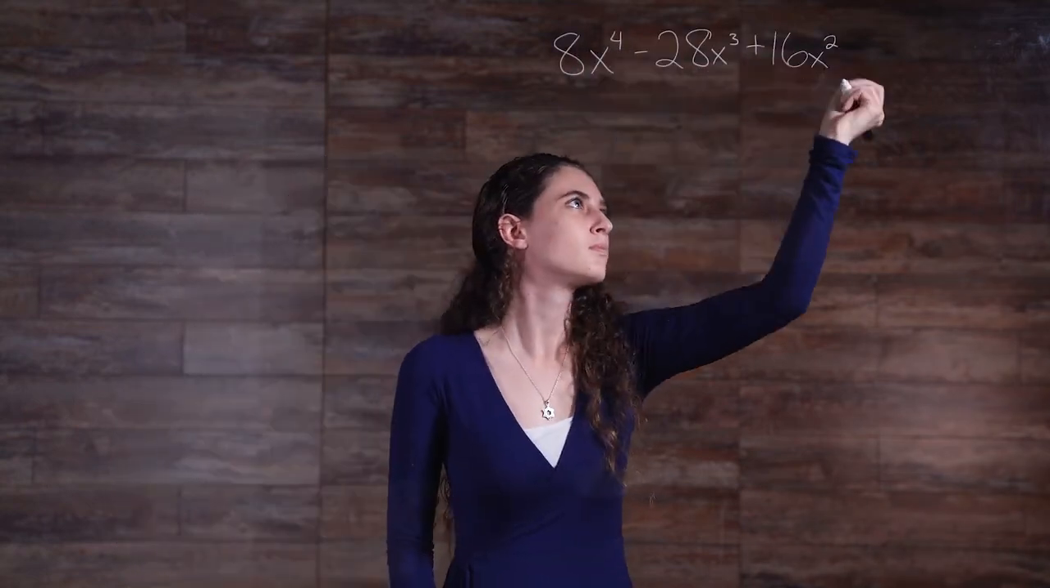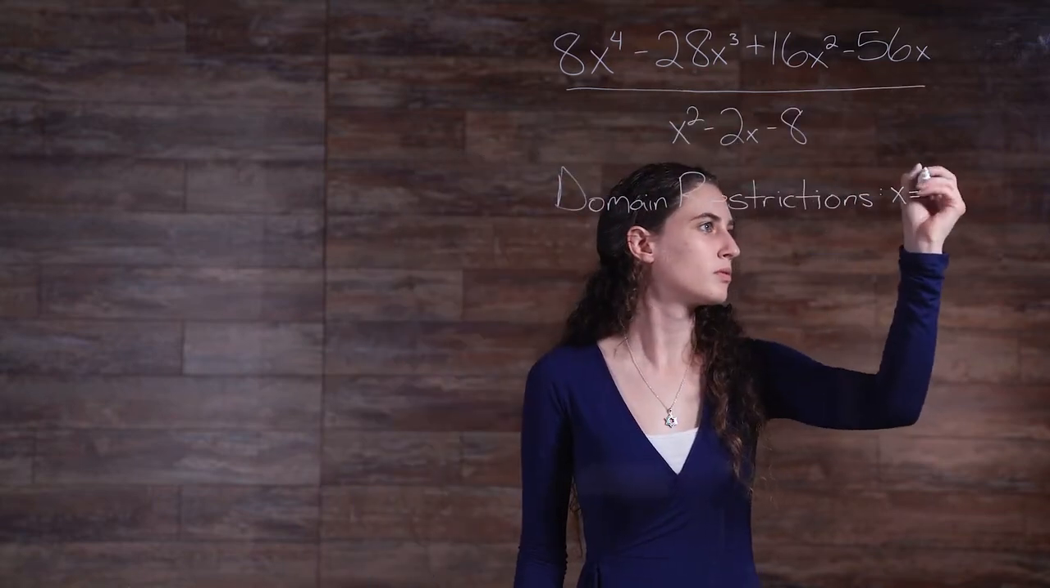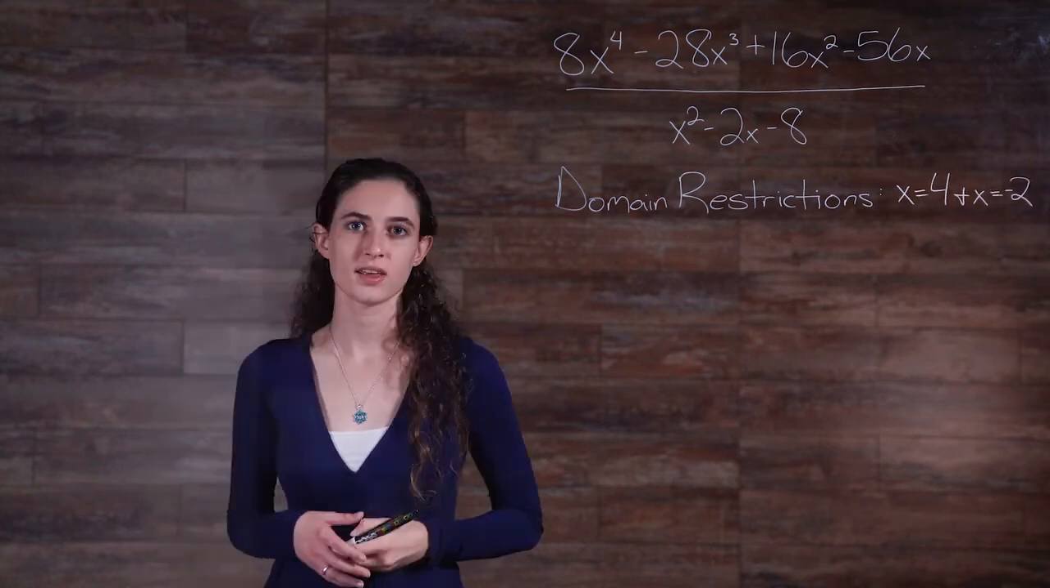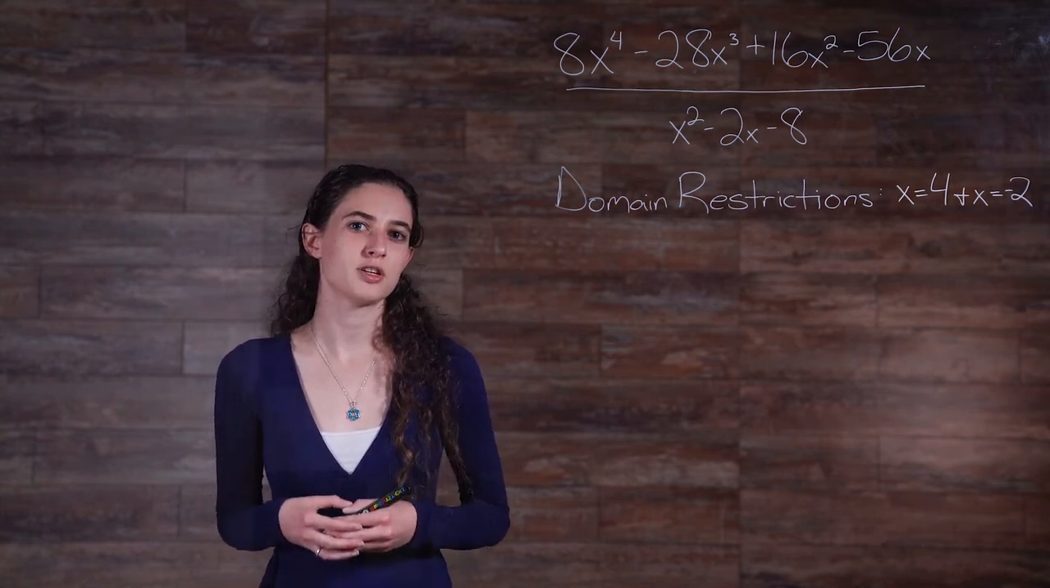Number 1, true or false? The domain restrictions of this rational expression are x equals 4 and x equals negative 2? The answer is true. Domain restrictions are determined by the factored denominator.